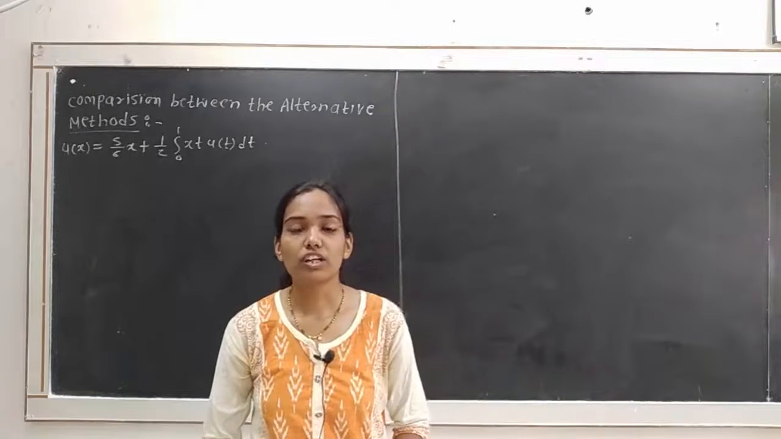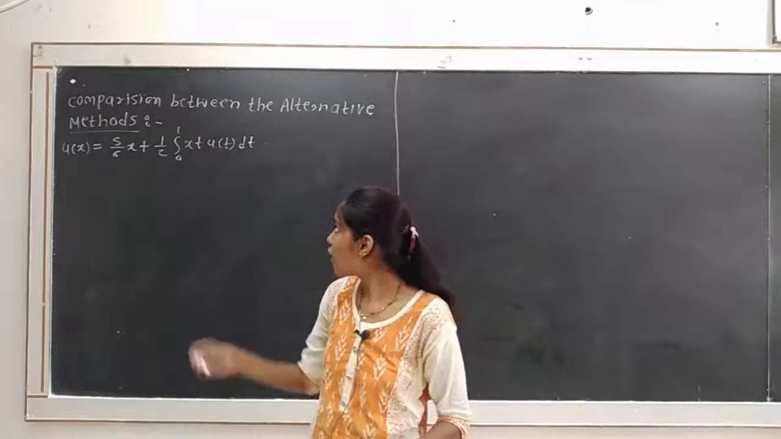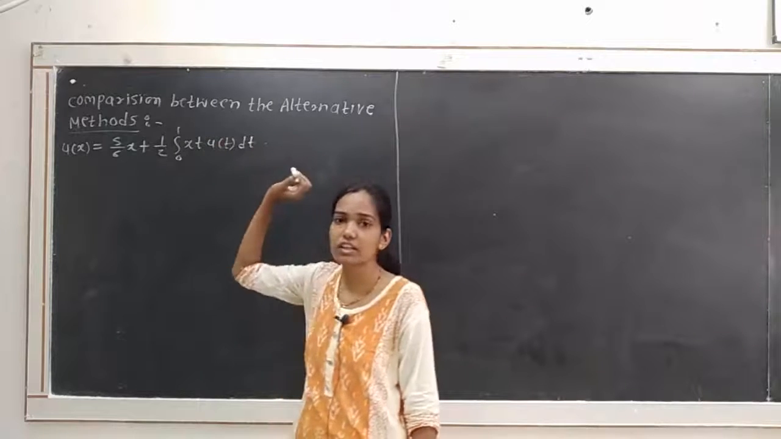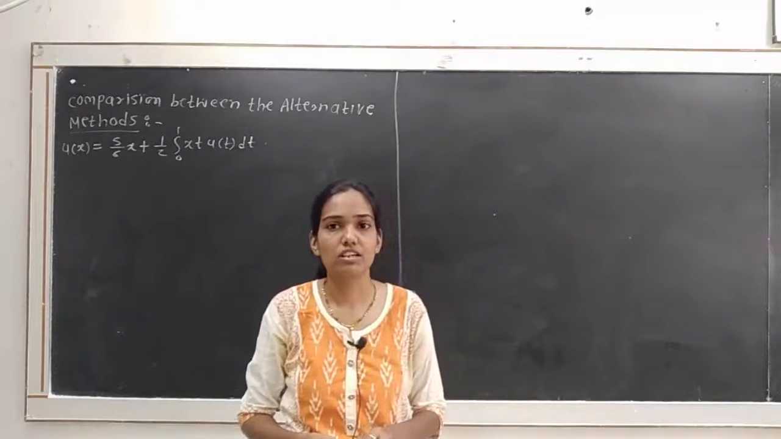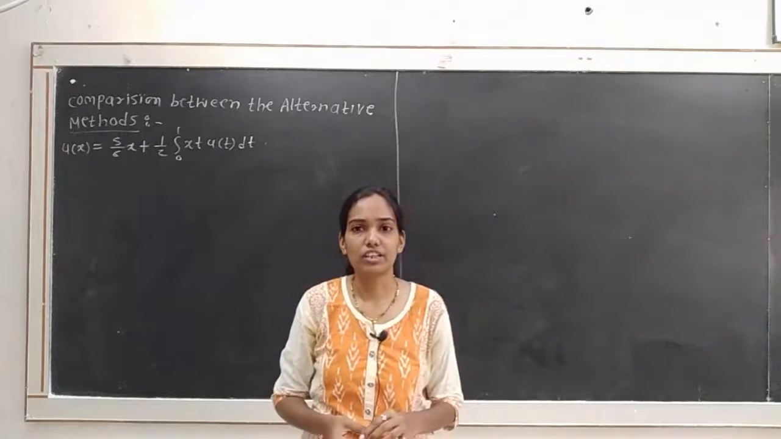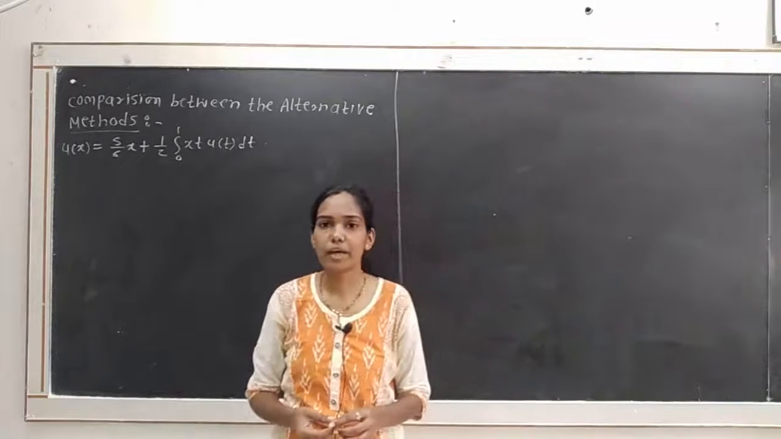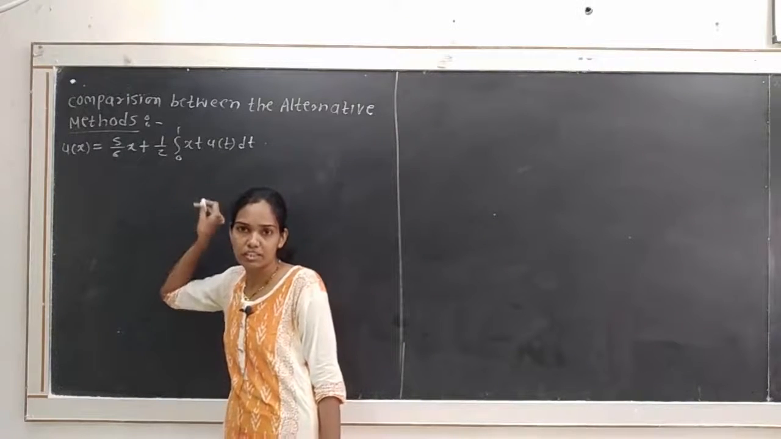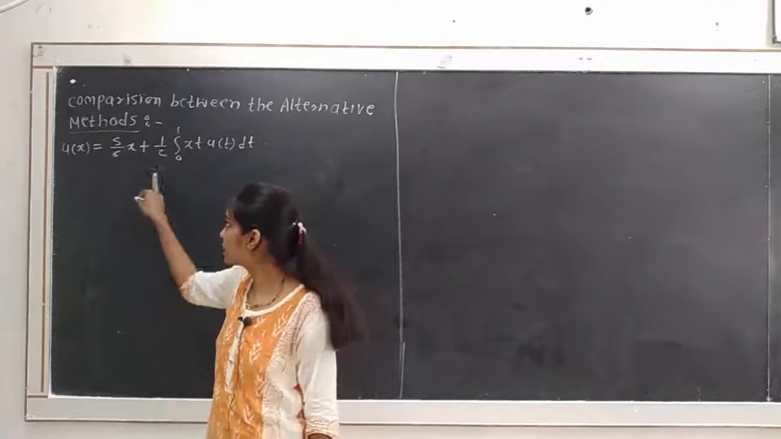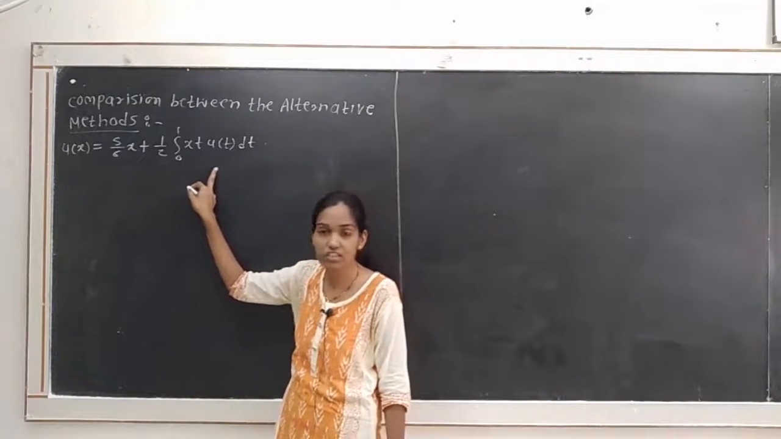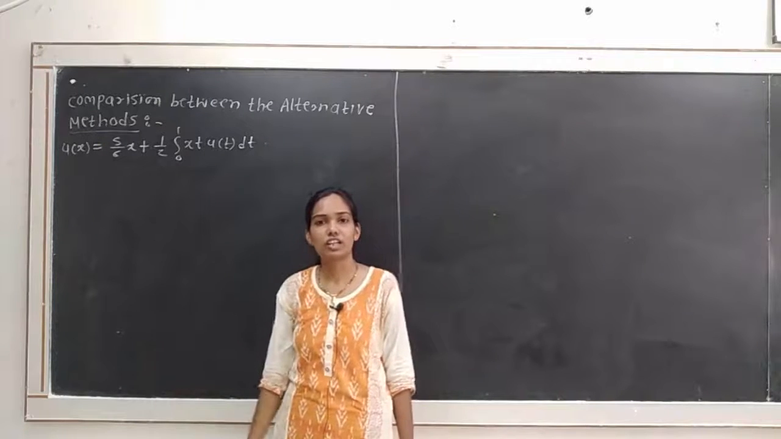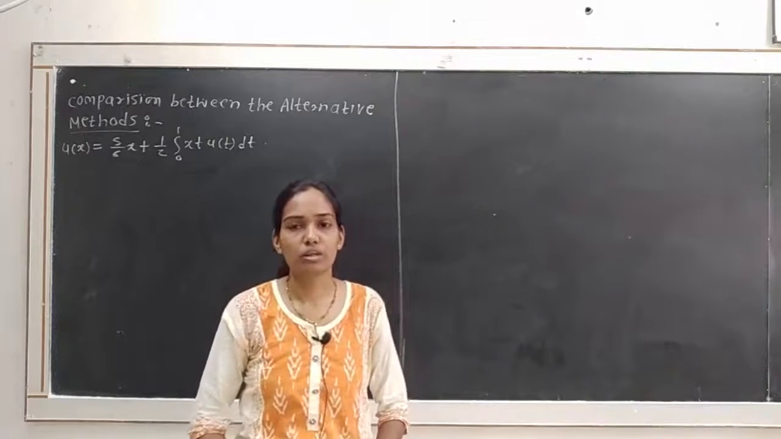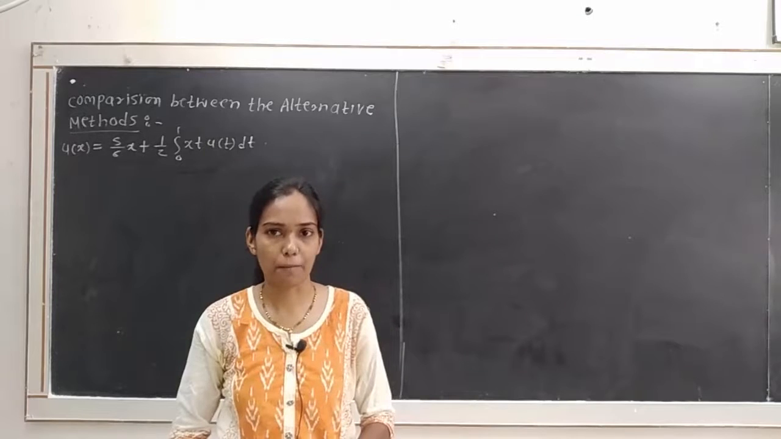So in today's lecture we are going to compare all these methods. That is, we have to see the comparison between the alternative methods. That means what is the difference between the different methods. So we compare all these methods by solving this example in all the methods. That is, we have to solve this Fredholm integral equation of second kind with separable kernel by using 5 alternative methods. Then we compare these methods, that is which one method converges rapidly and which one does not.